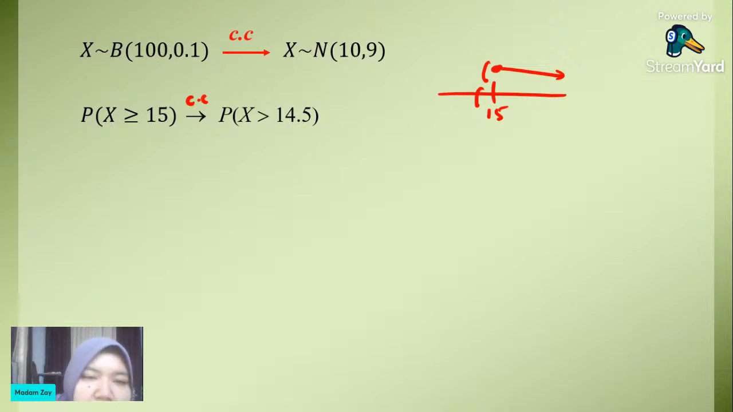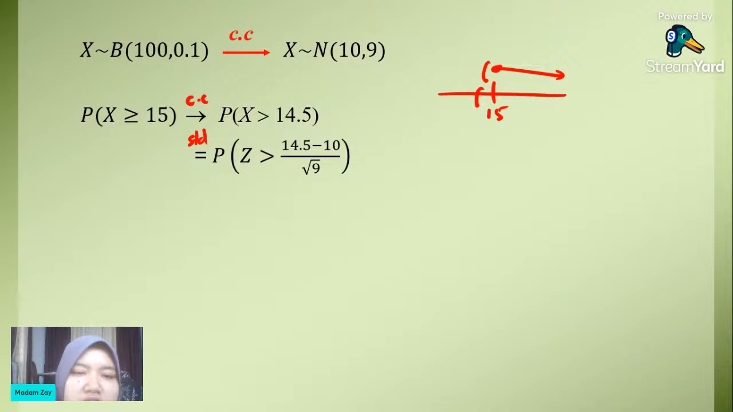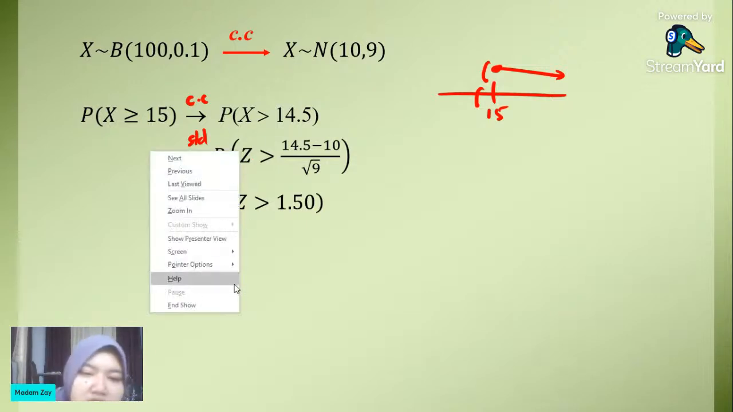And then after that, what we do? Yes, we standardize because we have normal already. Now we have the standard normal, which is 14.5 minus 10 over square root of 9, which is equal to 4.5 over 3, which is equal to 1.5. So probability of Z more than 1.5, we can directly check from the table. Let us check together.